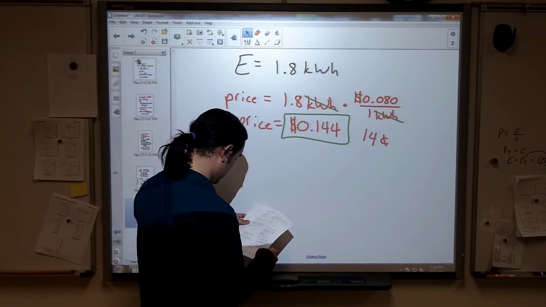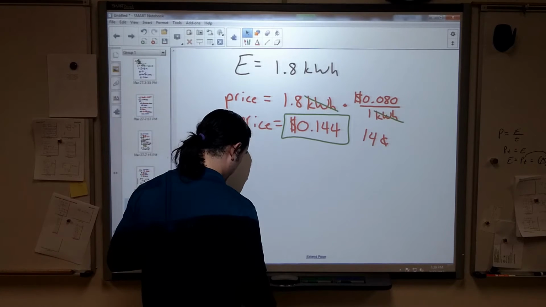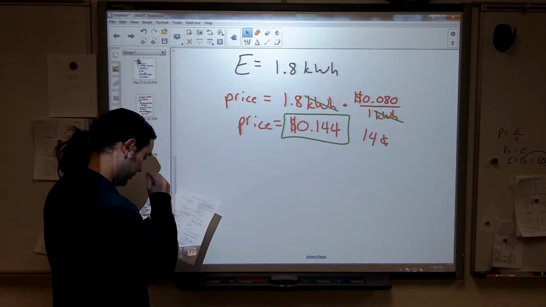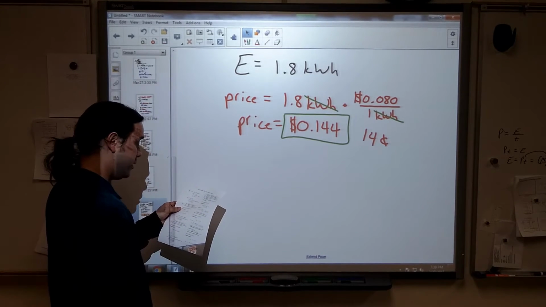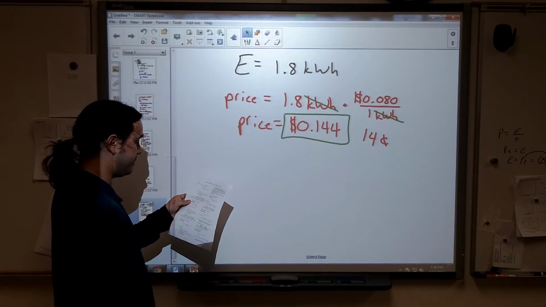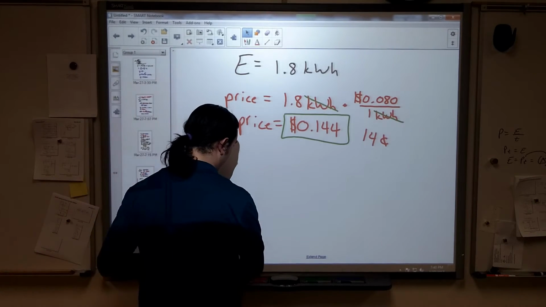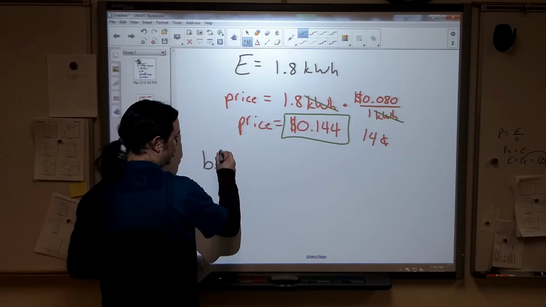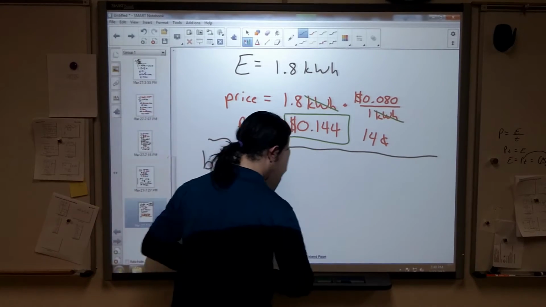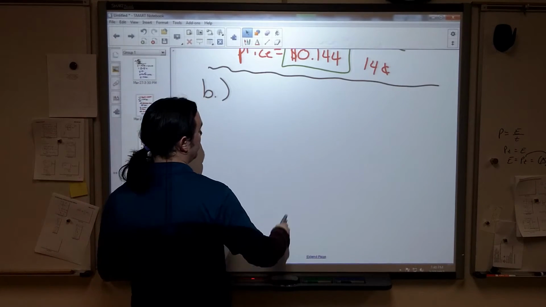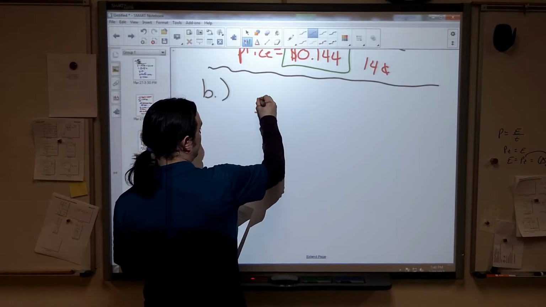Part two. Okay. Yes, there we go. So, B, it says calculate the cost of running an electric oven that draws 26 amp of current for 24 hours. So they're going to make this a little bit more difficult. We've got the next question. But remember, we're still using the same things that we had before.